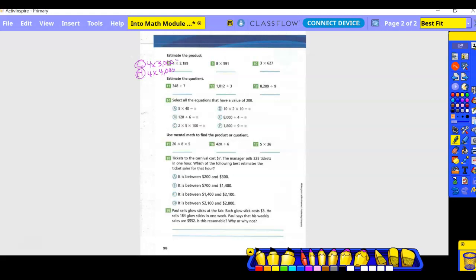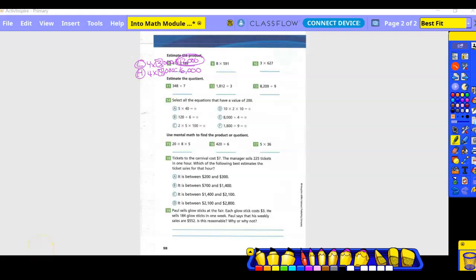Okay, and then put my 3 in a box. What is 4 times 3? 12 and add 3 zeros. And put my 4 in a box. What is 4 times 4? 16. And then add 3 zeros. So which one would have been the better estimate, the 3,000 or the 4,000? The 3,000. 3,189 is closer to 3,000 than 4,000. So I'm going to circle 12,000 as my answer.